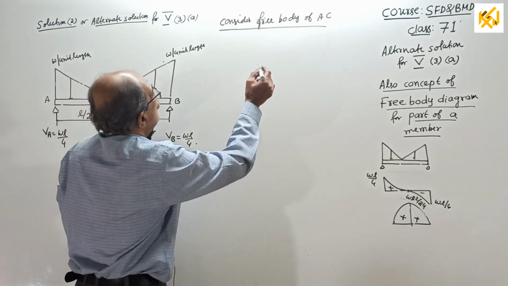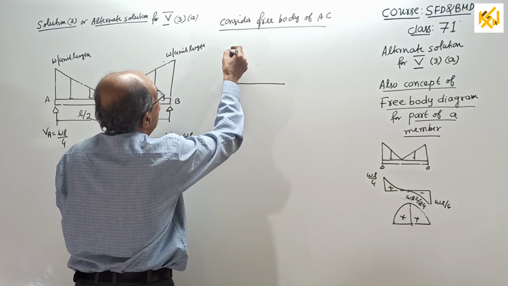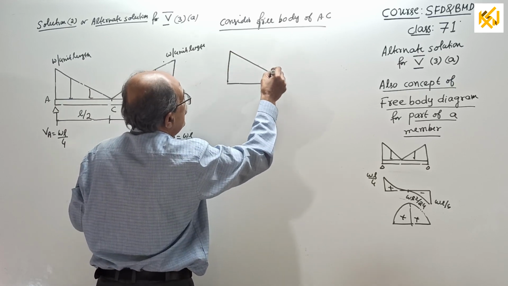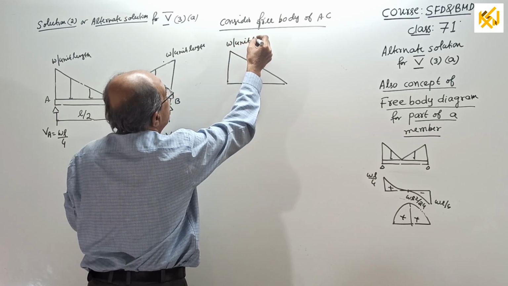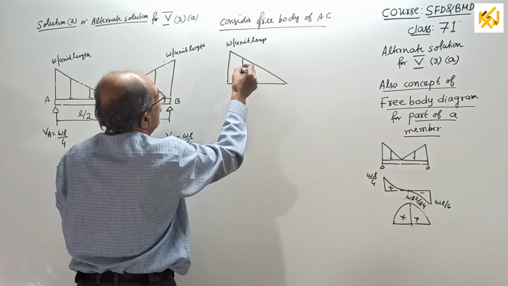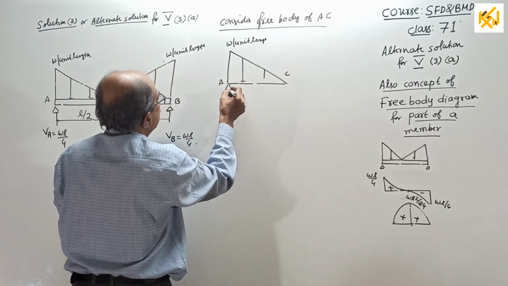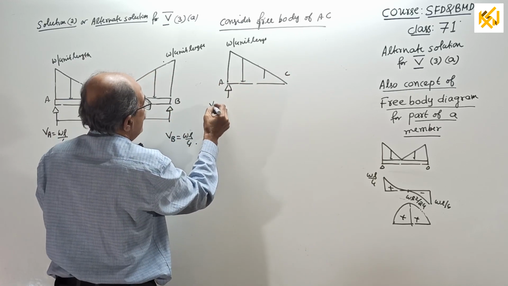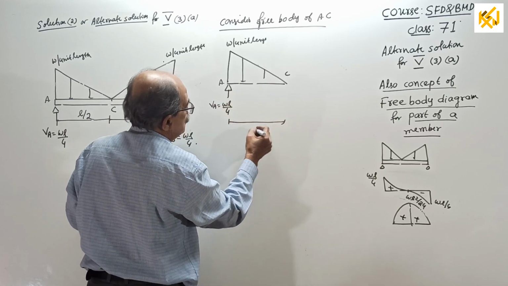Okay, start. Free body of AC, I'll write a sketch here. I'll make the free body of AC fully clear. W per unit length loading, I just now explained unit length. This is A, this is C. This reaction is VA equal to WL by 4. Length is L by 2.